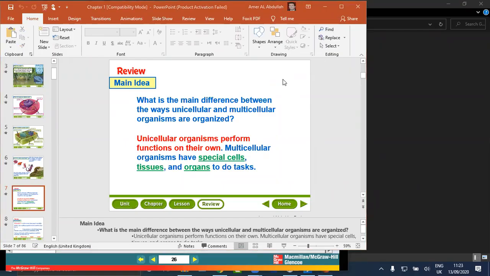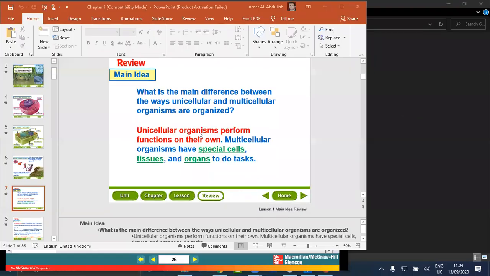Mister, can I read? Yes. What is the main difference between the way unicellular and multicellular organisms are organized? Unicellular organisms perform functions on their own. Multicellular organisms have special cells, tissues, and organs. Excellent.